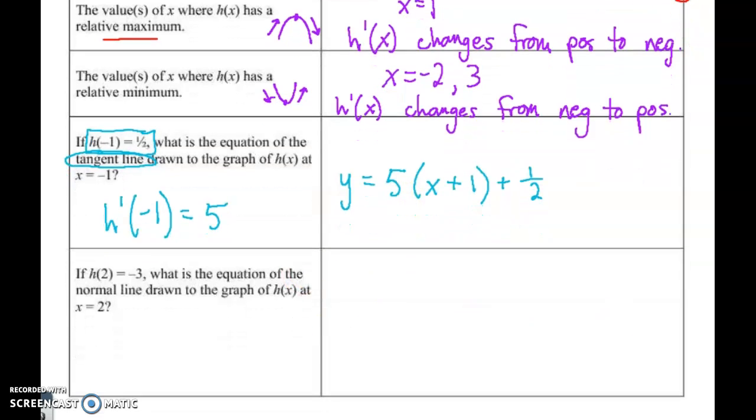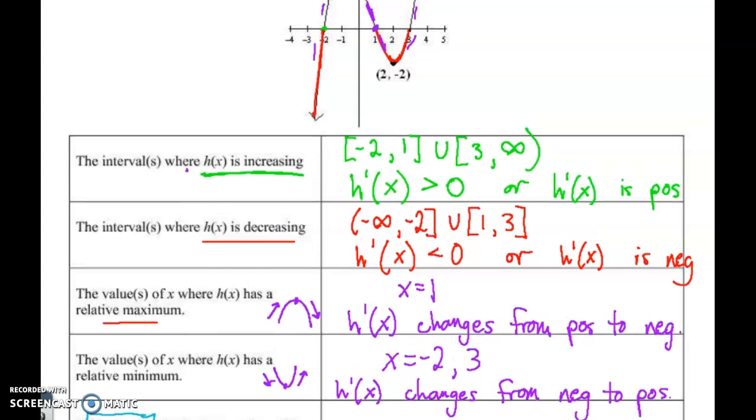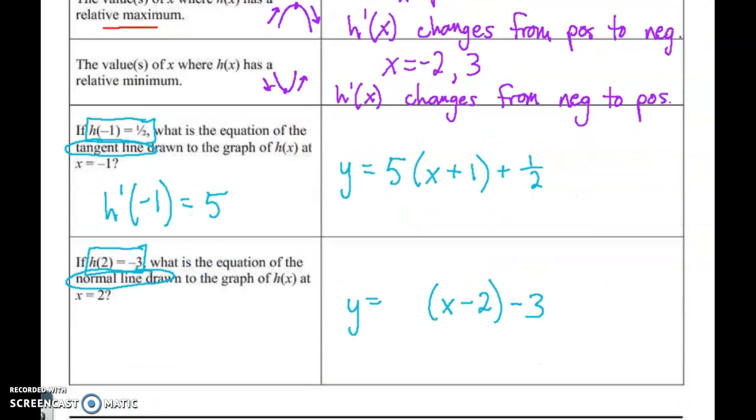Same thing with this bottom one. I know I'm going through this really quickly, but it might be worthwhile to just write x minus 2 first, and then minus 3. That's using this clue. Now notice it's asking for the normal line now. So be careful because the tangent line at 2 is -2. So h prime of 2 is -2. But remember, the normal line is perpendicular, so opposite reciprocal. Opposite is positive, reciprocal of 2 is 1/2, and you should be ready for the homework now on the next page.